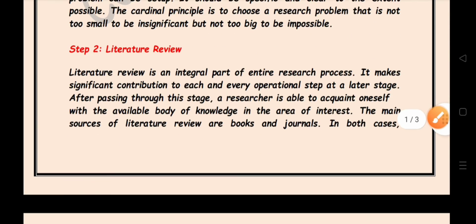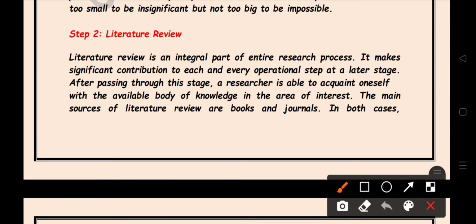Then next, review of literature. As a researcher, the study of the review of literature is crucial while doing research. Review of literature is an integral part of the entire research process. It makes a significant contribution to each and every operation of the steps at a large stage.